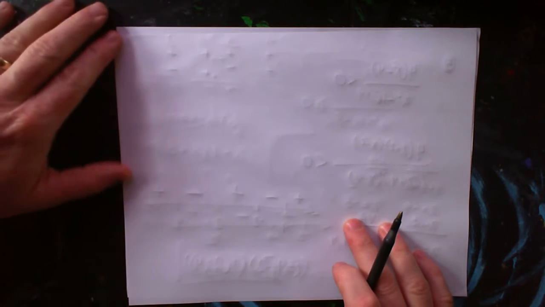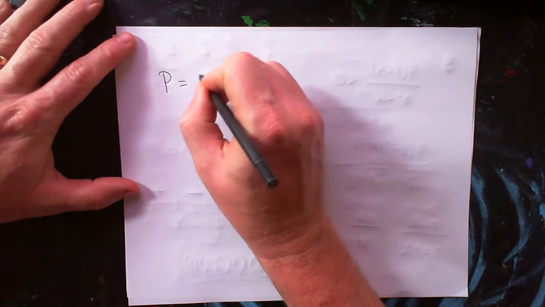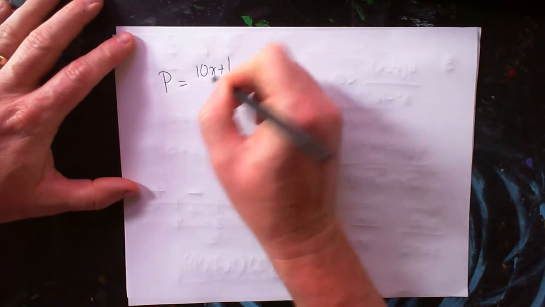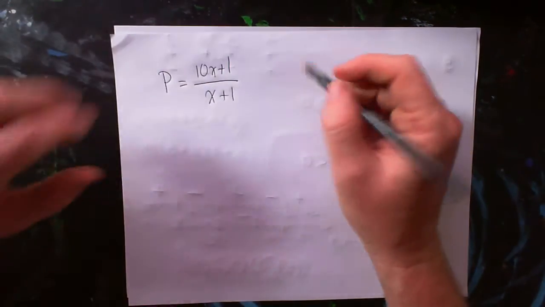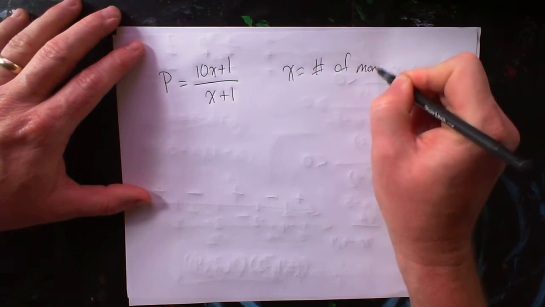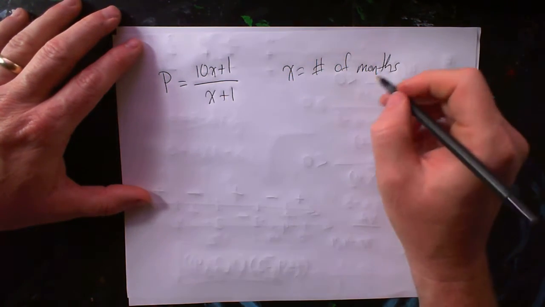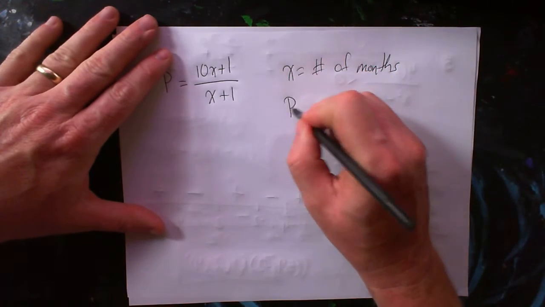Number 6, we are told that a colony of termites has taken up residence in an abandoned building. The population can be modeled by P equals (10x plus 1) divided by (x plus 1), where x is the number of months after infestation and P is the population in millions.